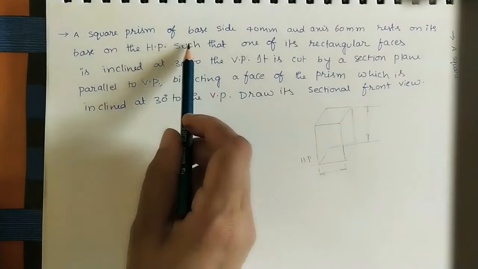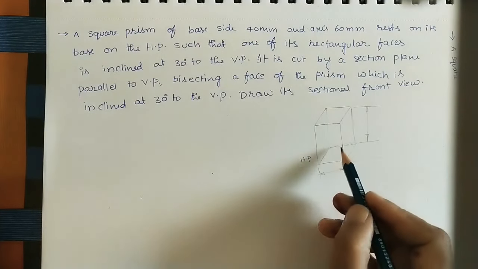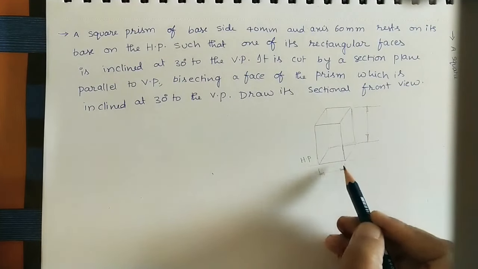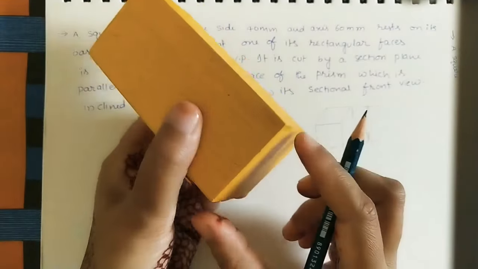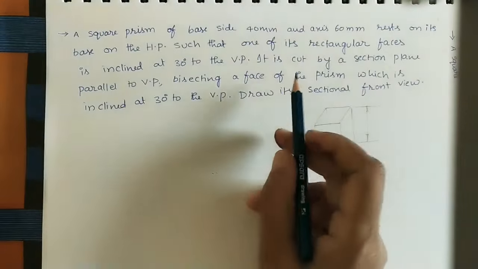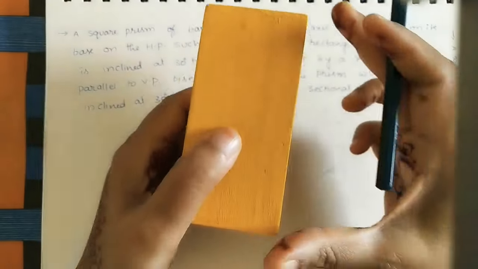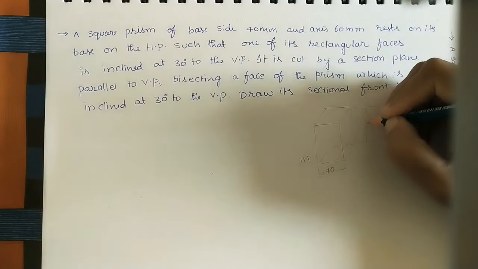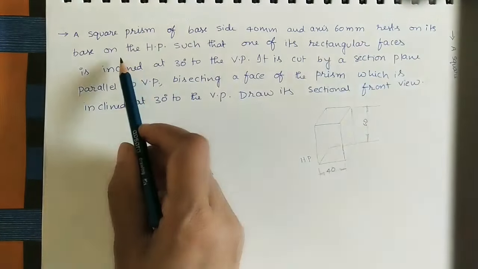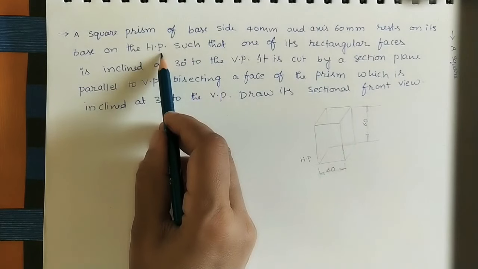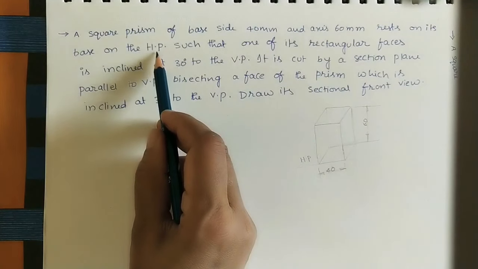So here a square prism of base side 40 mm. Just now I told this is a base. Each side is 40 mm. Here I will write this side is 4 centimeter and axis 60 mm. Axis means height of this prism, it is 6 centimeters. So take down this is 60 mm height. Rest on its base on the HP. HP means horizontal plane. In the shortcut form we write H.P.